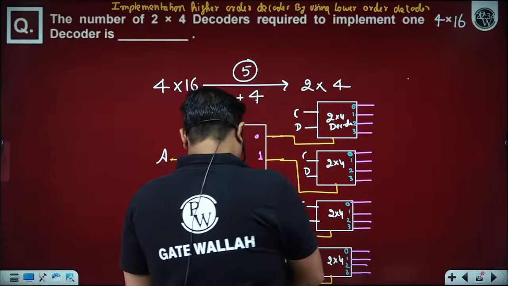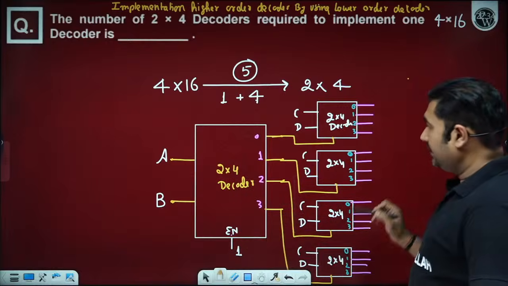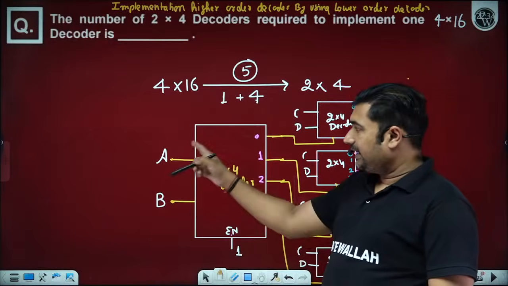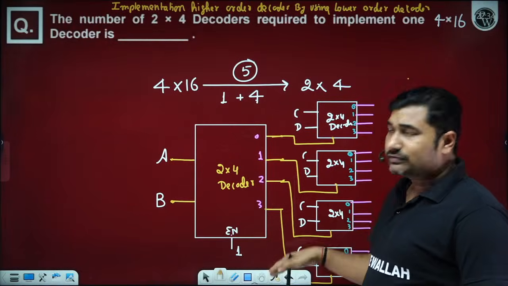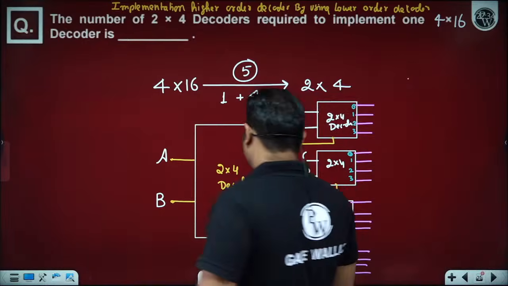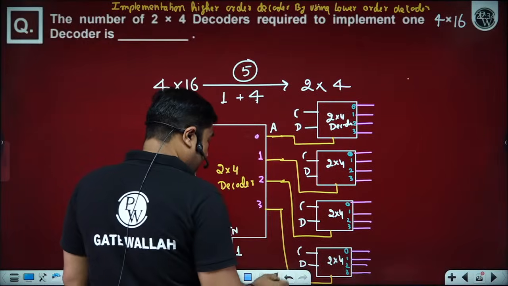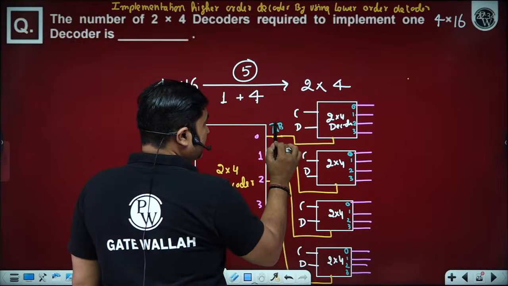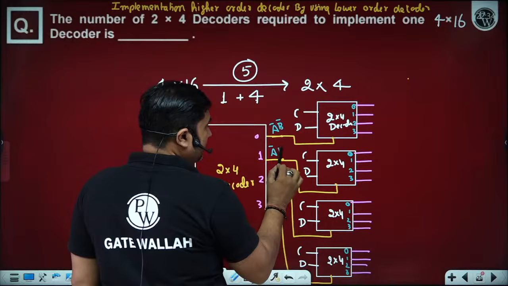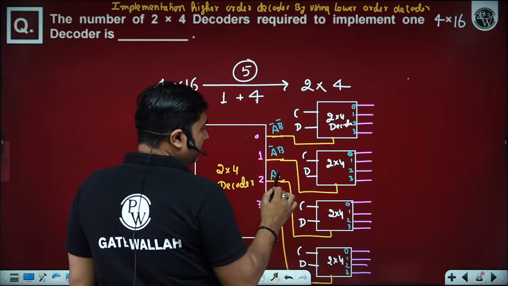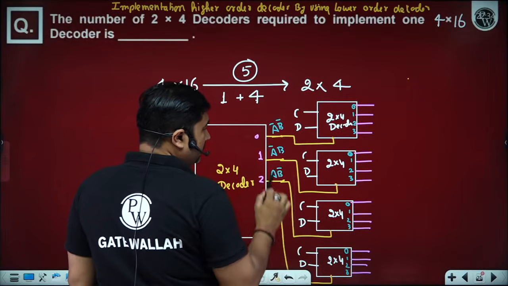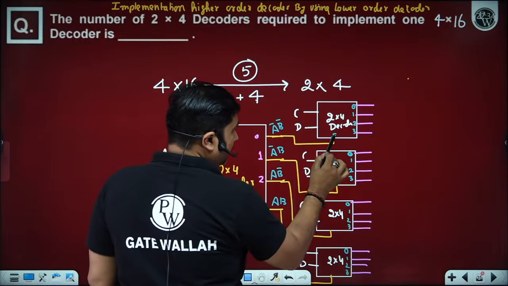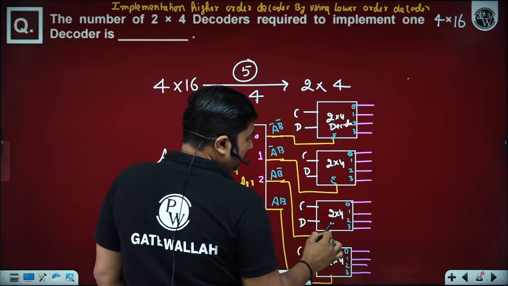Great. So please observe here, because enable is high, depending upon A and B, one of the output lines will become logic 1. So depending upon the binary data applied to A and B, one of the output lines will become logic 1. That can be represented as A bar B bar, A bar B, A B bar, and A B. Now these become the enables to the upcoming decoders.